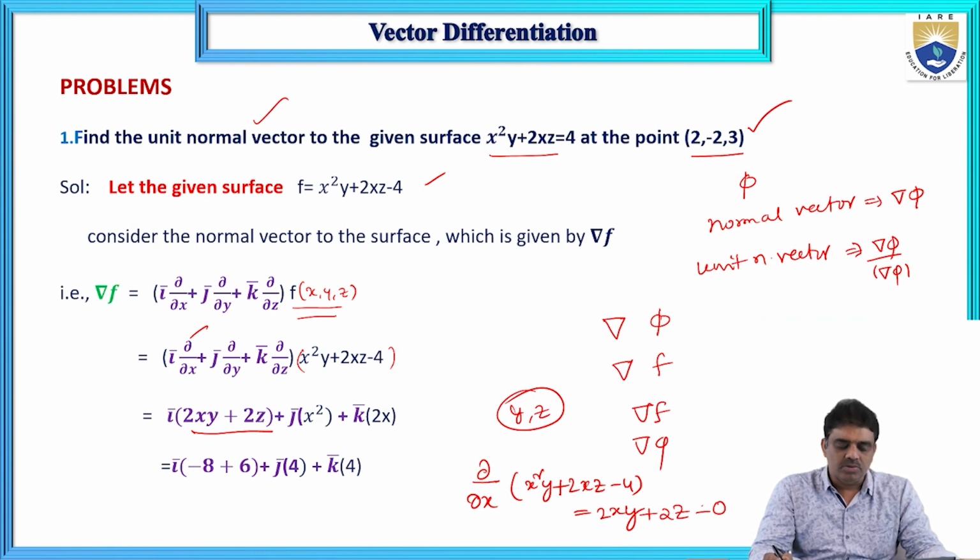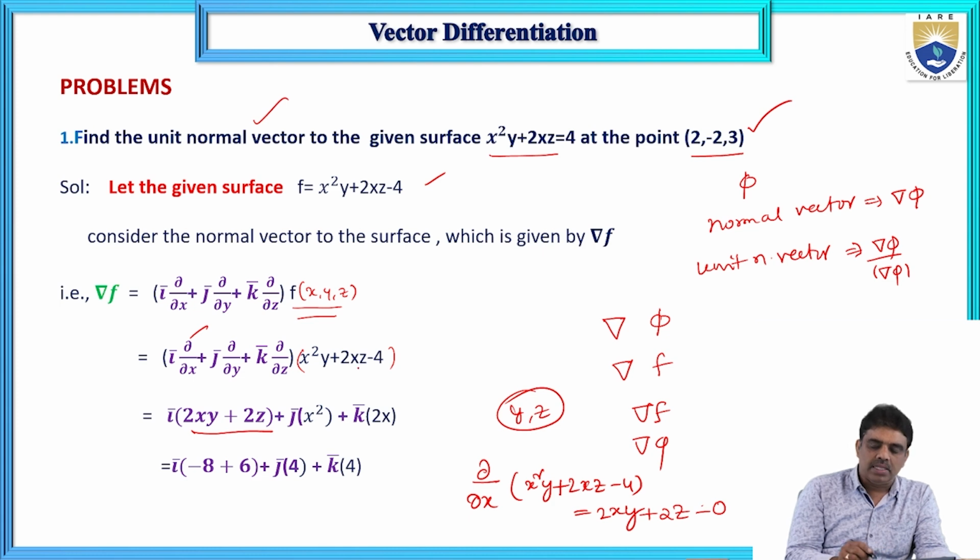function obtained on operating with dou by dou x on the given function, plus j bar into.